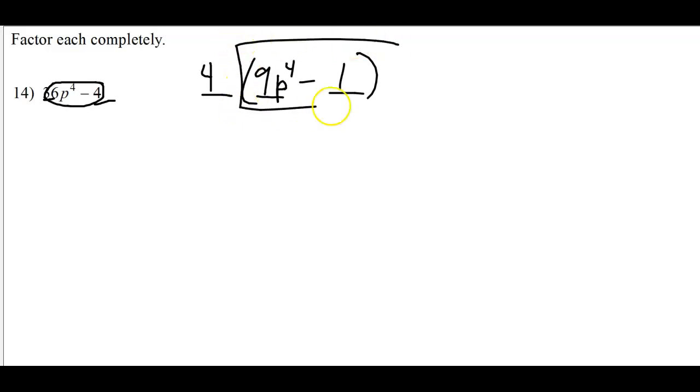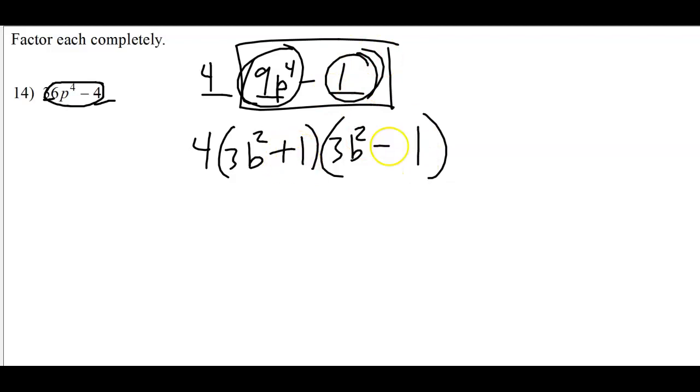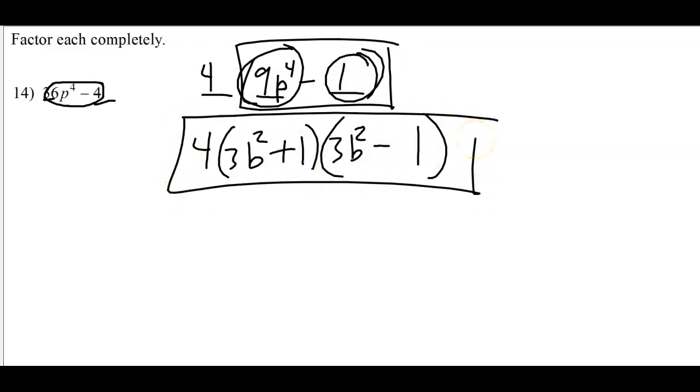Next, I'm going to look at this. Is that a difference of squares? It turns out that it is, because I can break that apart evenly into 3p squared and 3p squared. And I can break that apart evenly into 1 and 1. We'll make 1 a plus and 1 a minus. And we're done, because first of all, the GCF is done for. Second of all, this is not a difference of squares, it's a sum of squares. And third of all, this is not a difference of squares because 3 is not a perfect square, so we're done with that. That's as far as we can go with factoring this.